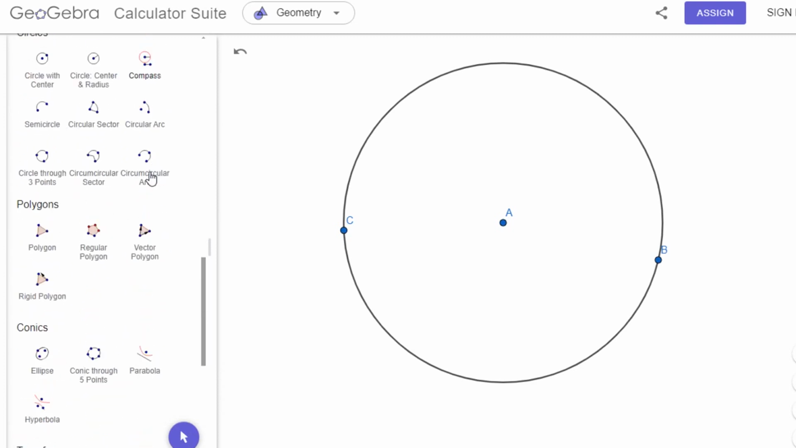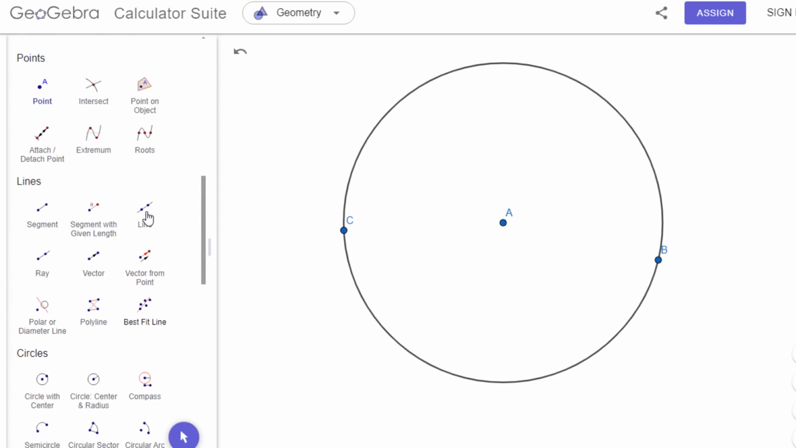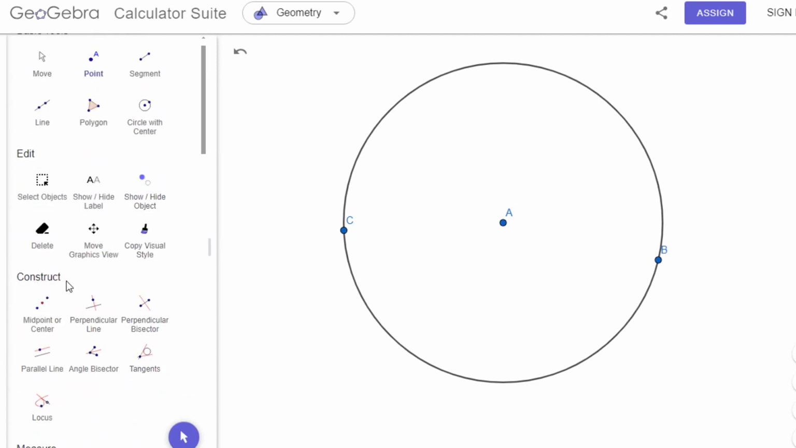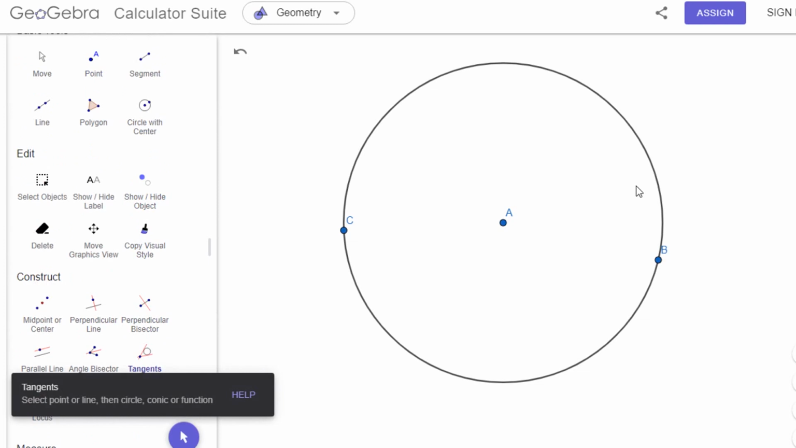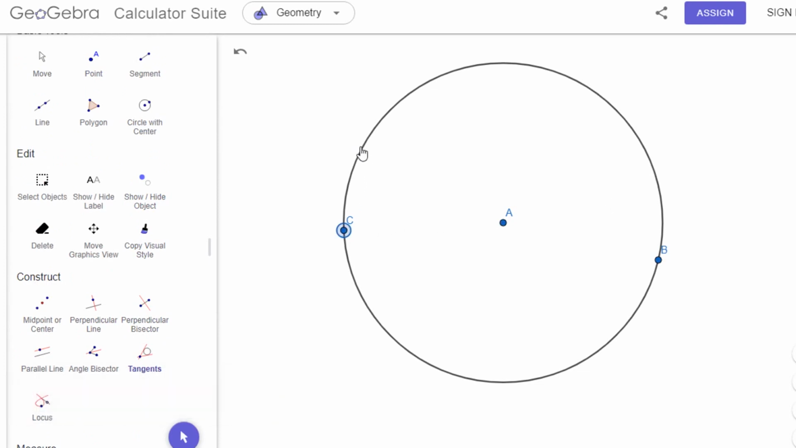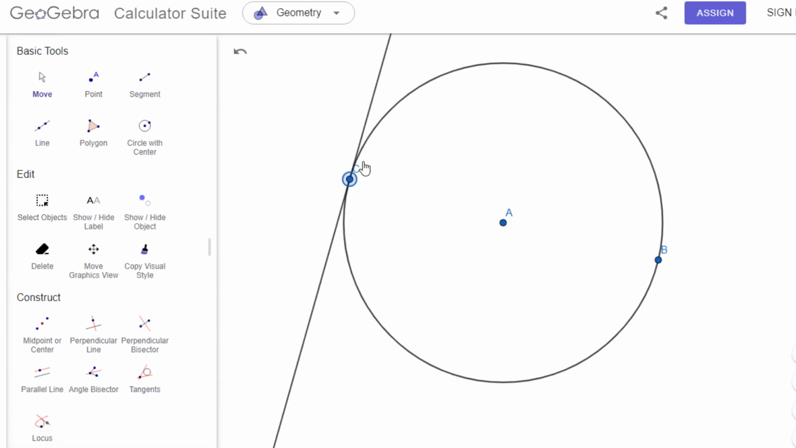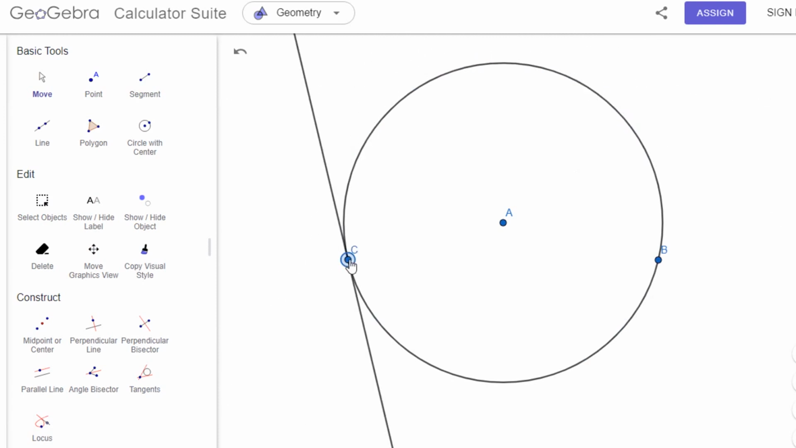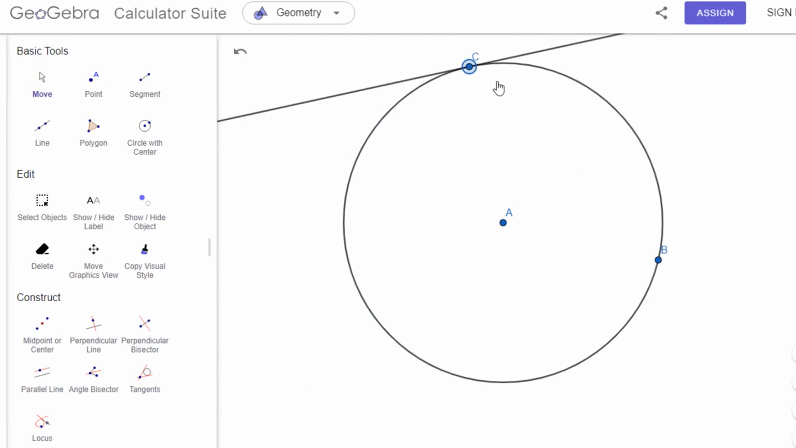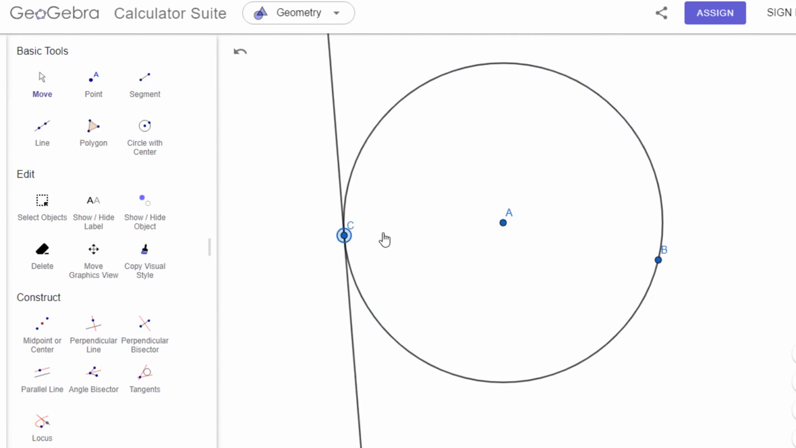Then we go below and locate the tangent. Okay, under construction here we have the tangent. So now let us select a point, then we select our circle. As you can see, this is our tangent. No matter how I move it, it represents all the points on the circle. This only touches the circle at one point. It doesn't cut the circle, it only touches the circumference at one point. In this case, this is point C.